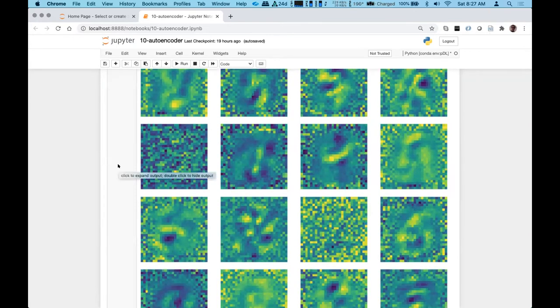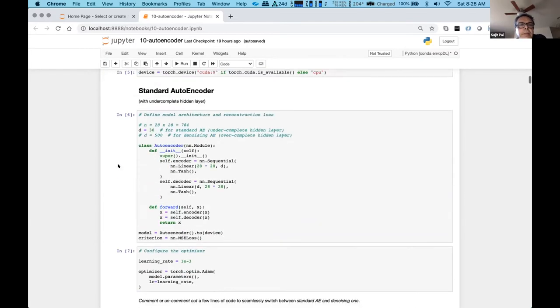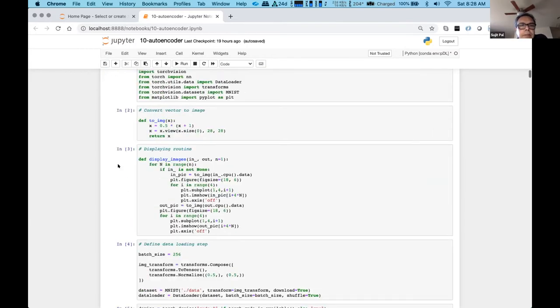Yeah. So these activation maps, how are they constructed? I mean, the weights aren't the same size as the images, right? So are they just taking the weights and putting them into a square matrix? Yes, I think so, yeah. If you look at the display image here, I think that's what it does.